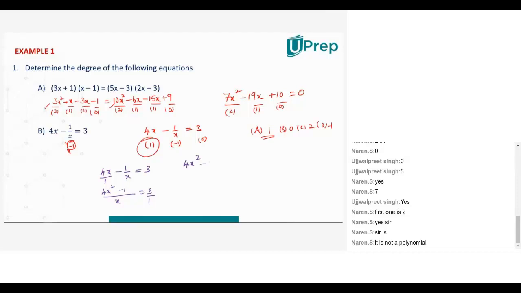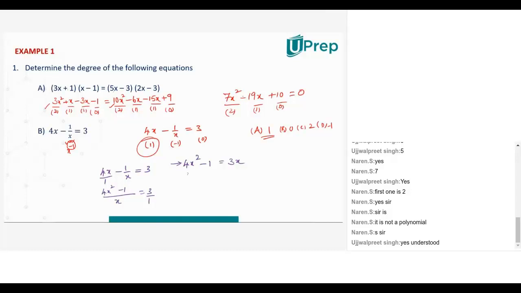Manya, are you following what is the calculation we are doing? We are trying to convert a non-polynomial into a polynomial first. Yes. Now that this is a polynomial, can I talk about degree now?